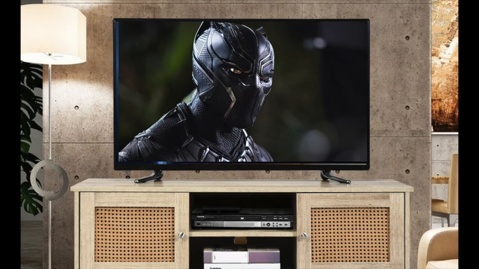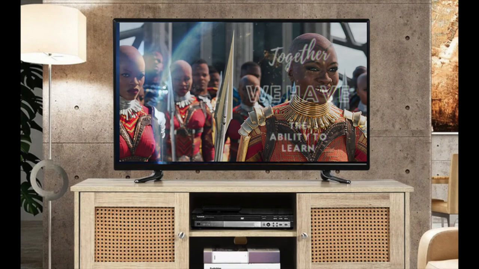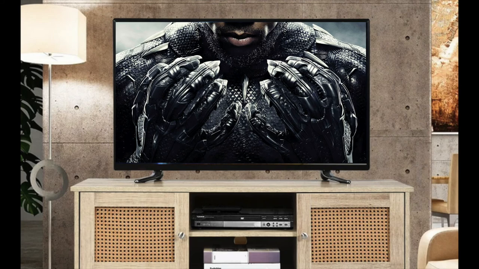The message that a king is not above his people, coupled with a well-developed villain, make this a cinematic work of art that is just so special. And even though Chadwick Boseman sadly passed away, he will always be the Black Panther. Wakanda forever.